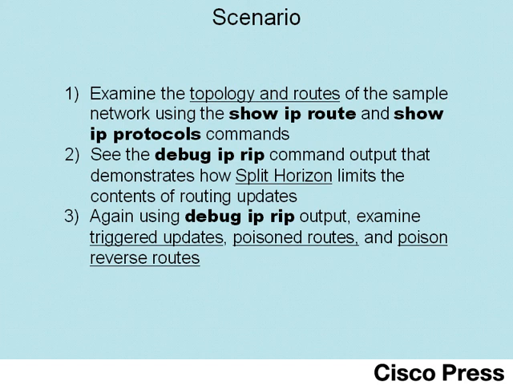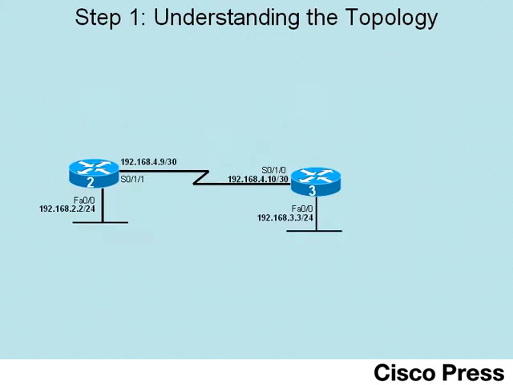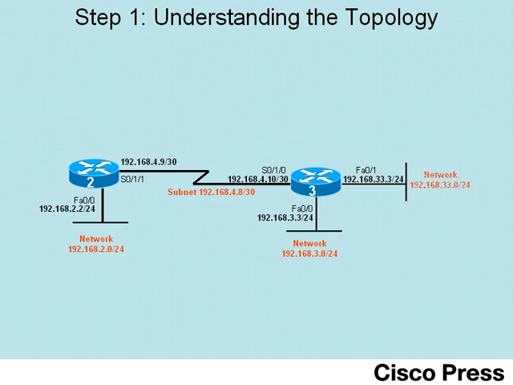As you see here, Router 2 and Router 3 are connected. There are three networks or subnets. The two LANs have a complete Class C network, and there's a subnet of Class C network 192.168.4.0 in between the two routers on the serial link. Additionally, as you see here, Router 3 has another LAN interface, which is another Class C network.